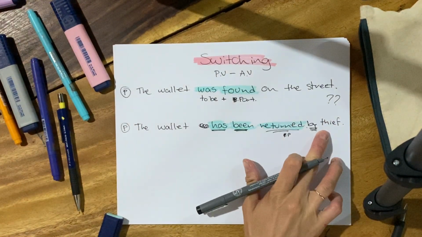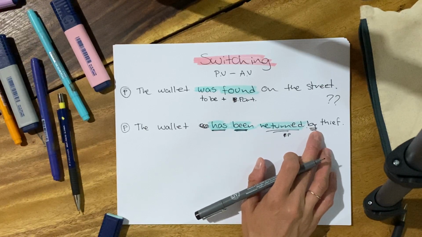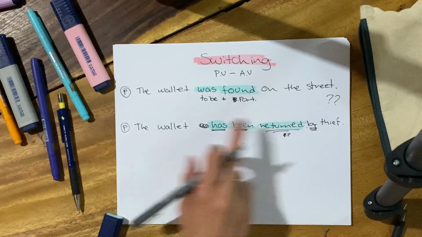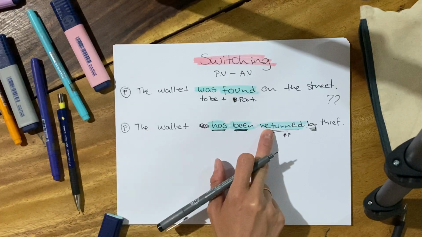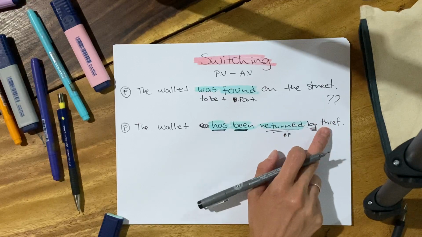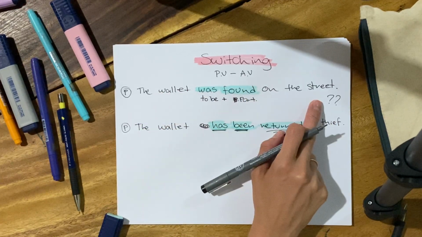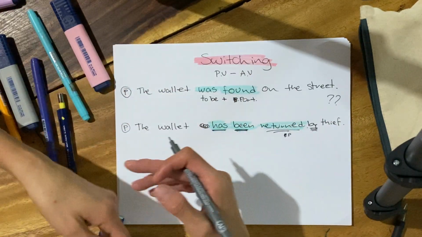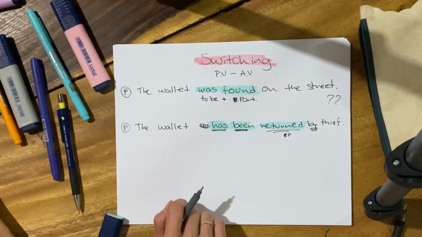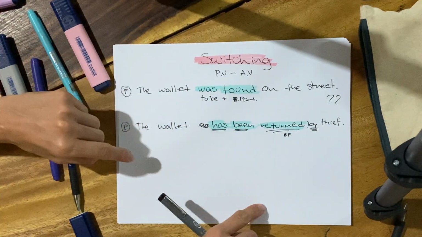Why? Because it's very specific. It's like, wow, really? The wallet has been returned by the thief? Right here the wallet is more important, and the fact that it has been returned is more important. But by the thief is an extra fact that we want to add. Right here, the wallet was found on the street. We don't know who found it, because somebody found it, right? Now what we need to do is to switch these into active voice.